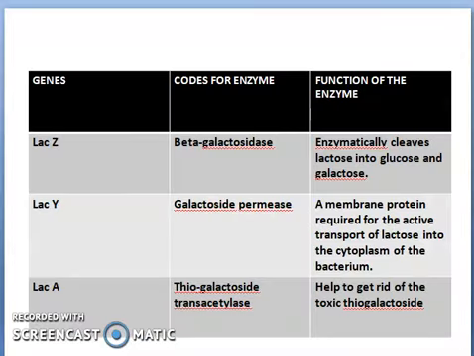These are the genes. LacZ codes for an enzyme that is beta-galactosidase, and the function of this enzyme is it cleaves the lactose into glucose and galactose, which is the simplest form of lactose. And lacY codes for the enzyme galactoside permease, which is a membrane protein required for the active transport of lactose into the cytoplasm of bacteria. And lacA codes for the enzyme thiogalactoside transacetylase, which will help to get rid of the toxic thiogalactosides. In the exam point of view, it is an important slide.